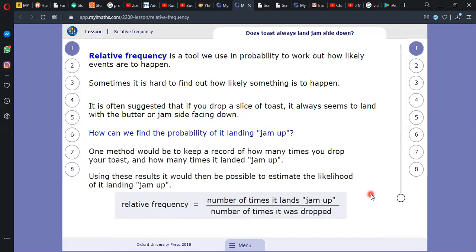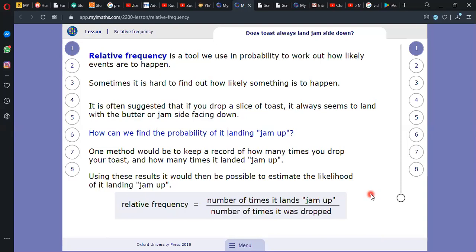One method would be to keep a record of how many times you drop your toast and how many times it landed jam up. Using this result, it would then be possible to estimate the likelihood. Remember, we mentioned in one of our lessons that likelihood also means probability, also means chance. The likelihood of it landing, so the probability of it landing jam up.